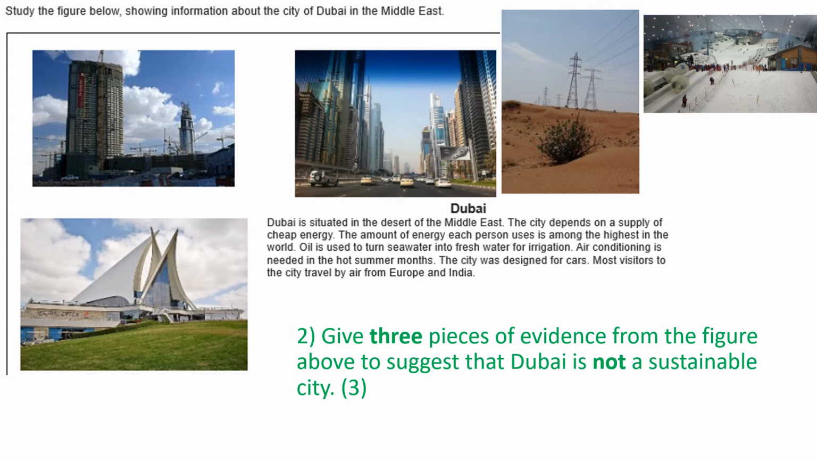You've also got some photos, don't ignore those. We've got an indoor ski slope. Think about the kind of energy that's going to use in order to keep the snow frozen. Remember, we're in the desert here. We've got a picture showing the electricity pylons that are having to travel great distances across the desert. We've got a picture showing lots of skyscrapers, cars, very little green space, and so on. So I want you to pick 3 pieces of evidence now to suggest that Dubai is not sustainable.